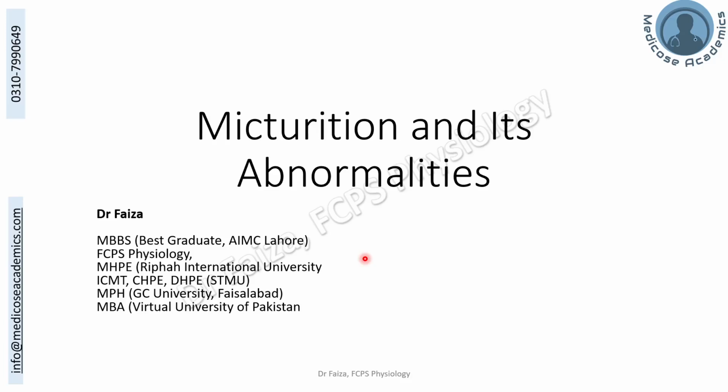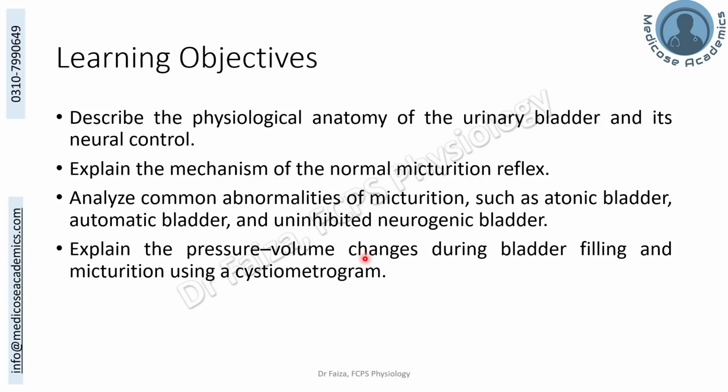Micturition and its abnormalities. We will be looking into the physiological anatomy of the urinary bladder and its neuron control, the normal mechanism of micturition reflex, abnormalities of micturition, and the pressure volume changes using a cystometrogram.